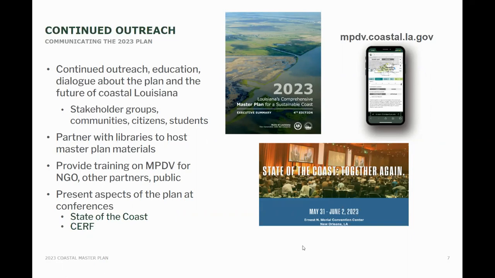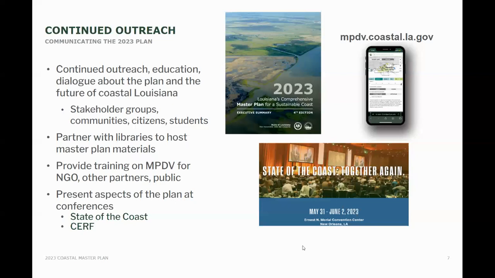We're looking to partner with libraries, similar to what happened after the 2017 master plan was released, to provide them with copies of the master plan document, with copies of associated materials, and just have those libraries host those materials to make sure that they're accessible at different places physically around the coast, recognizing that not everyone has access to reliable internet. And so maybe accessing the document online isn't as easy for some folks, but maybe they can get to their local library and see that.